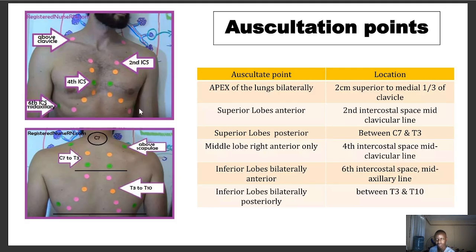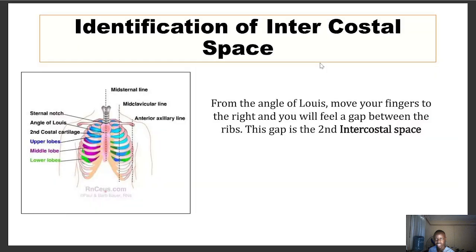Then the middle lobe anteriorly, we do the 4th intercostal space. So ideally, if we talk of the anterior aspect, we go above the clavicle, then the 2nd intercostal space, then the 4th intercostal space, then the 6th intercostal space, mid-axillary. Don't forget about that. That's about the auscultation points.